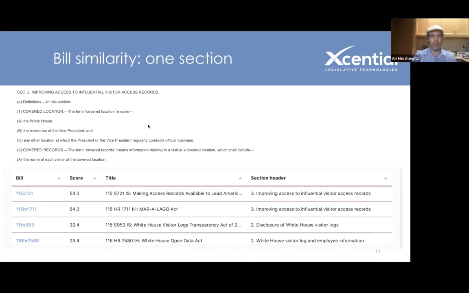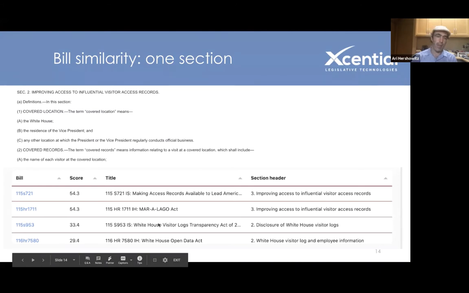And here I've put in a section from what's called the Mar-a-Lago Act. It's a clever acronym, but basically it's an act that says that anyone who visits Mar-a-Lago to visit the president should go into the record book, just like they do when they visit the White House. And there have been, as you see here, a variety of different acts that try to do the same thing, to collect visitor logs somewhere other than the White House, right?